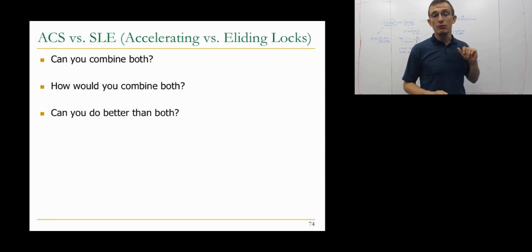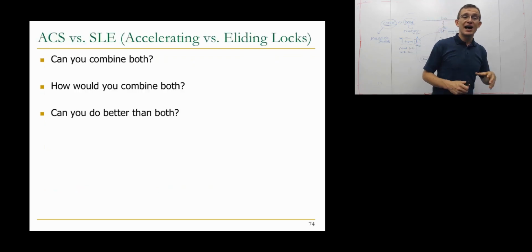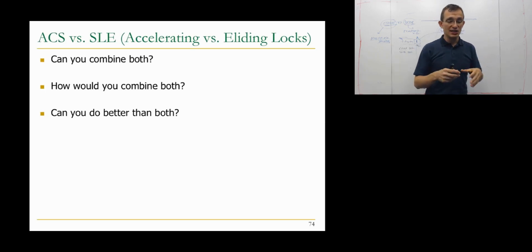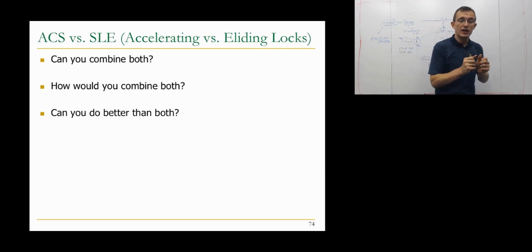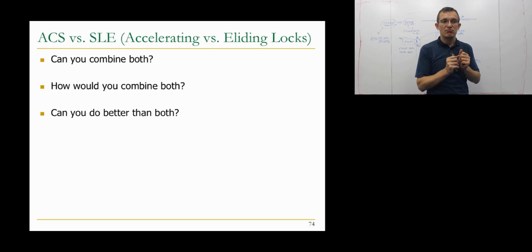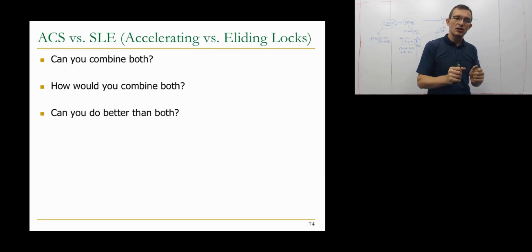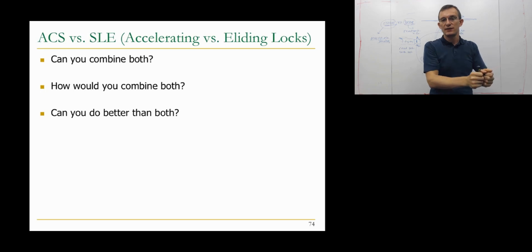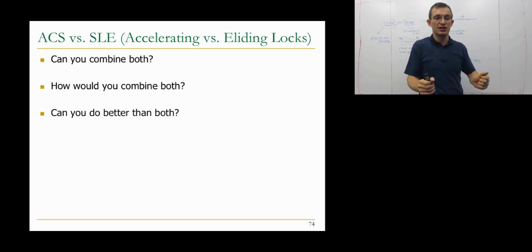Can you do better than both? How do you decide whether to accelerate a lock or elide a lock? For example, I'll give you a hint. If you can predict when you get to the lock whether you will have a data conflict. And if the outcome of that prediction is, yes, it's likely that if I elide this critical section, I'll have a data conflict. And if it's on the critical path, then you ship it to the large core, right? Because it's important. It's a bottleneck critical section.